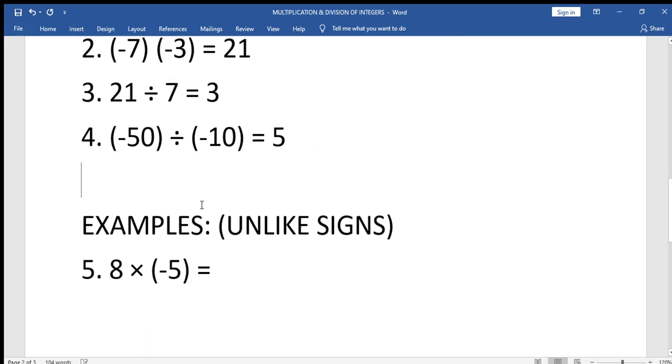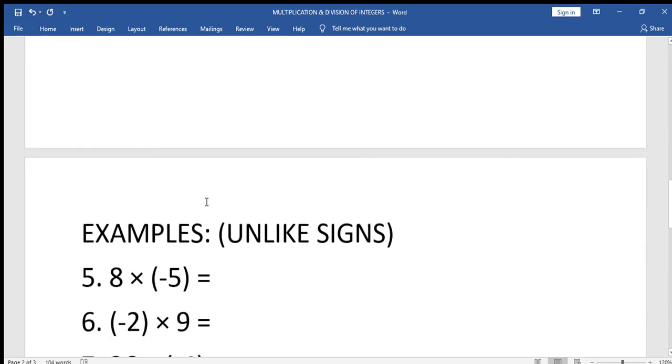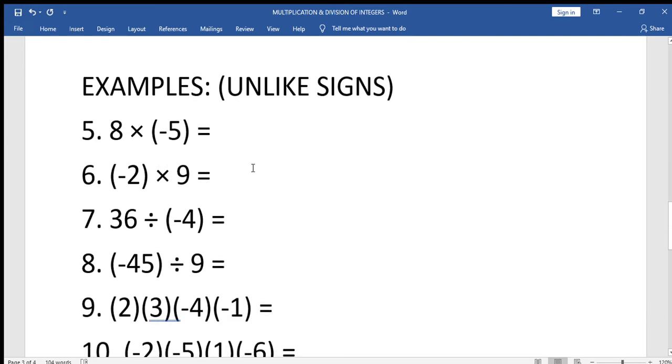Okay, what if we have unlike signs? So unlike signs, again, in multiplication and division, if we have two integers with different signs, meaning to say we have positive, negative, or vice versa, then the quotient or the product's sign must always be equal to negative. Okay, so let us try to take a look at our fifth example. So, dito, meron tayong 8 multiplied by negative 5.